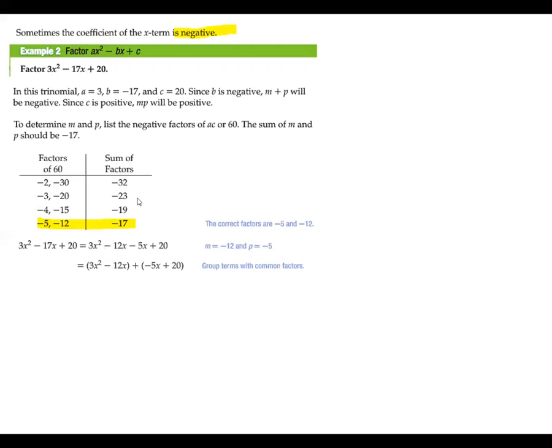Group the first two together and the last two. Take the GCF out of the first pair, which is a 3x, and the GCF out of the second pair, which would be 5, but you also take the negative so that the factor that remains is x minus 4. Okay, then you finish it off with 3x minus 5 and x minus 4.